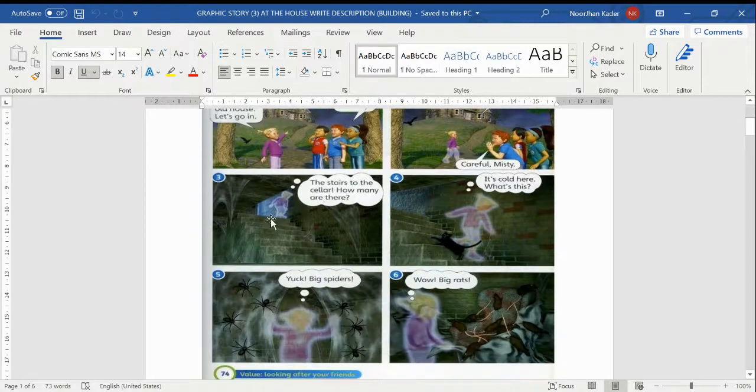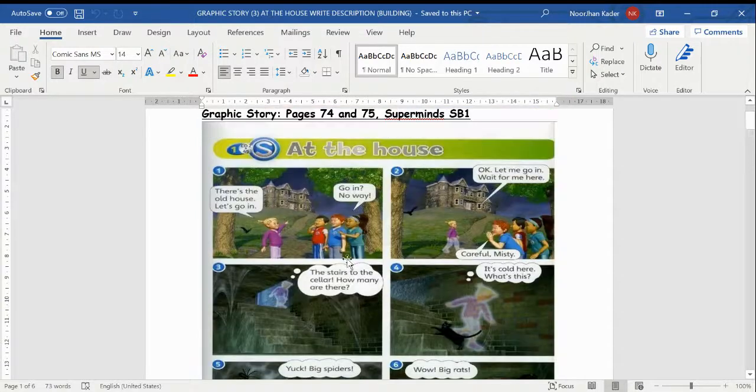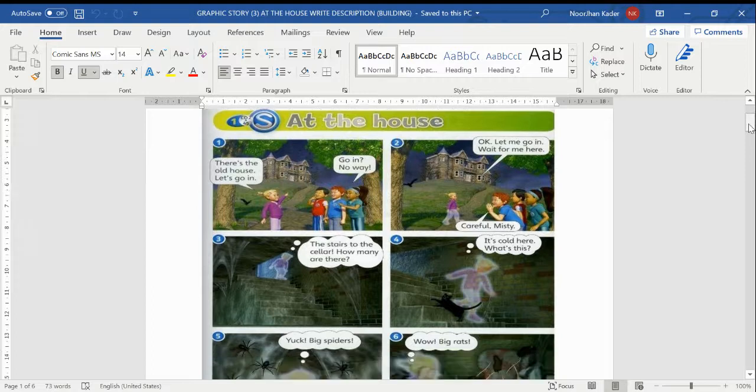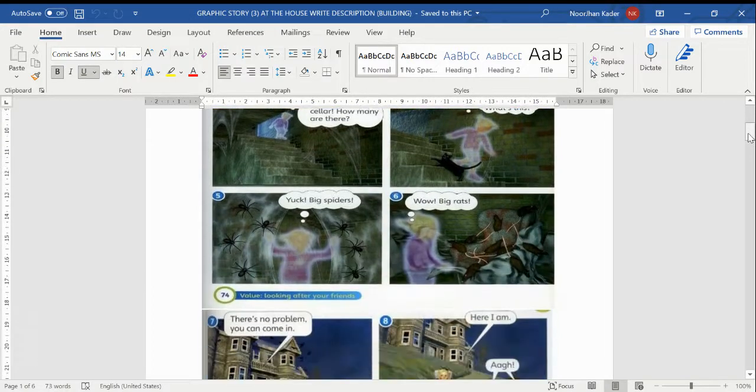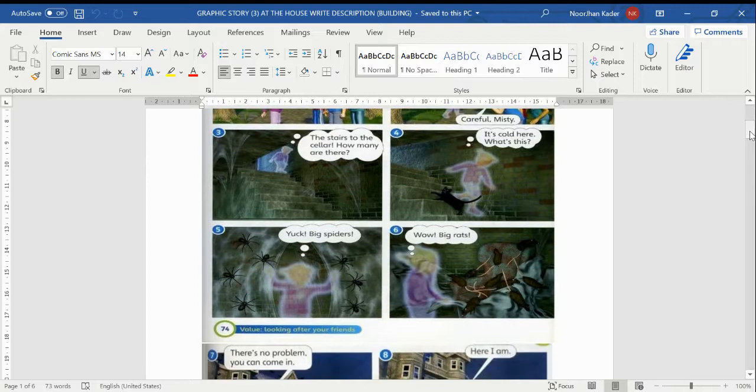Third frame: now Misty is already in the house. Just now they were in the garden of the big old house. Take note of the pictures, but later on we will go one by one, in depth, for each frame. Now in the third frame she's in the house, and there is nothing much to see because when she enters the big old house, the entry connects her to a passage to the cellar.